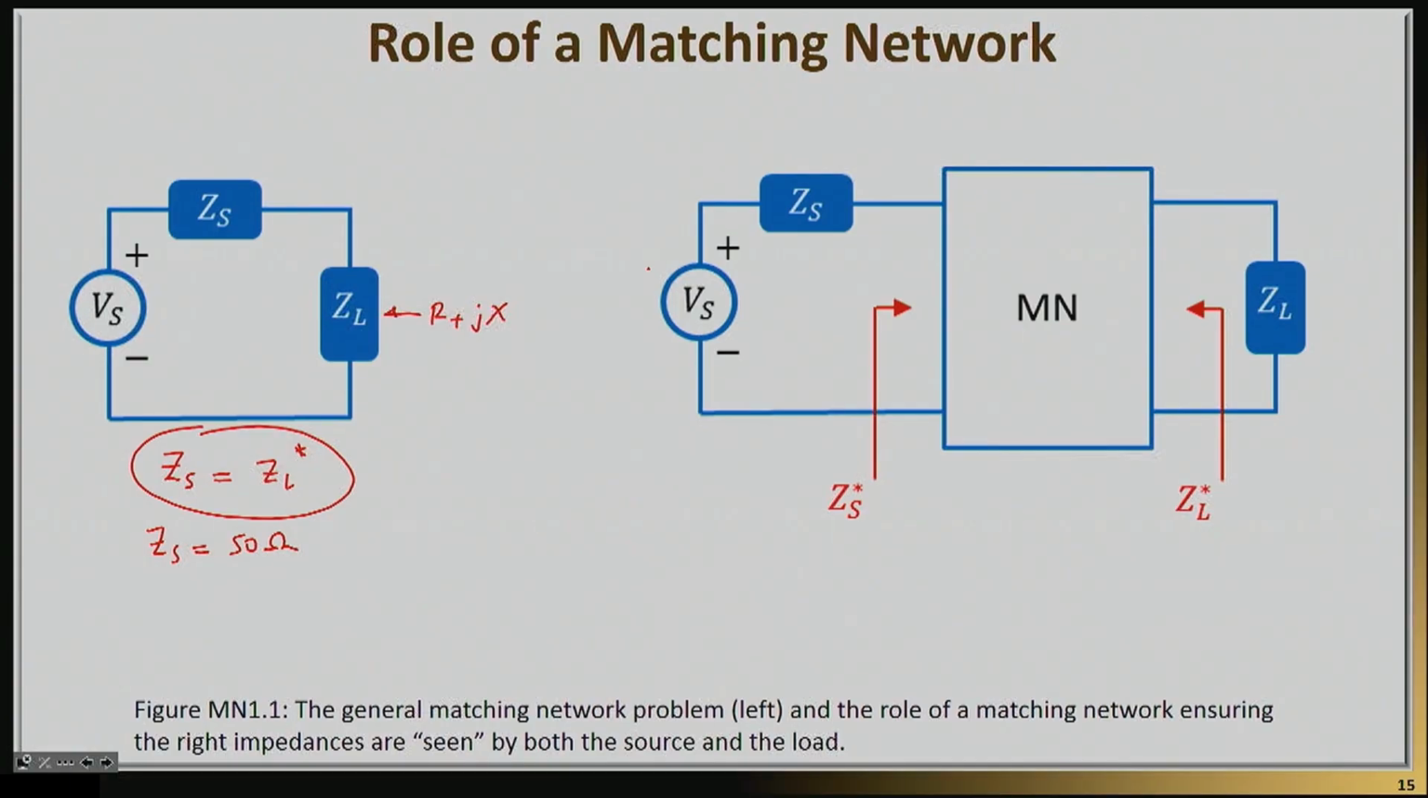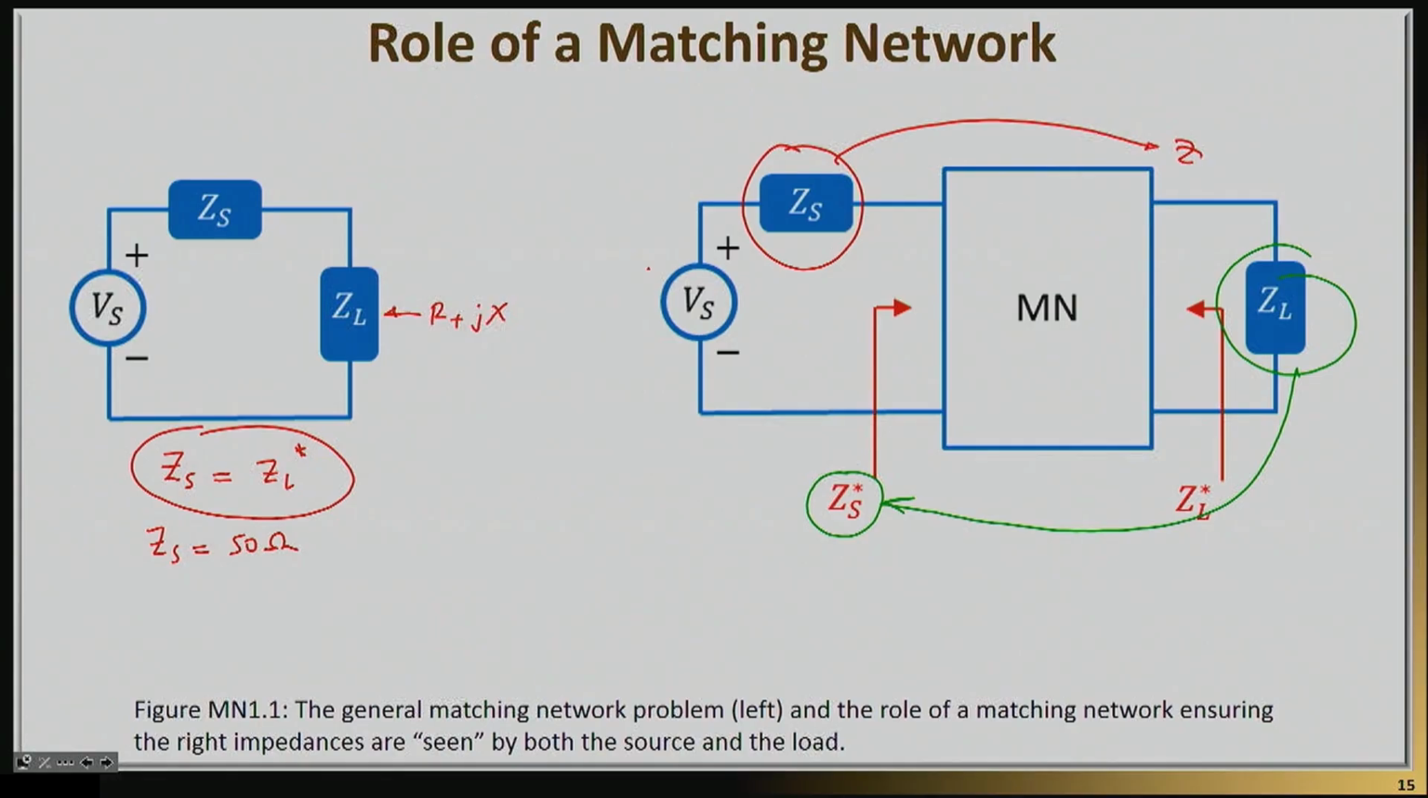That's important because a lot of times ZS is not 50 ohms in real life. So if I'm looking at this matching network from this point of view, what is really important to realize is that I'm designing the matching network to either bring my ZL to have a value of ZS complex conjugate, that's one way to think about it, or I'm bringing my ZS to have a value of ZL complex conjugate. So either of these two transformations is possible.